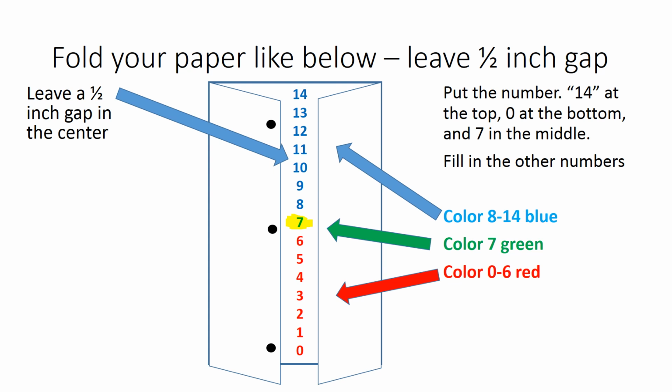After that, we're going to fill in down at the bottom 0 through 6 in red and 8 through 14 in blue. Spread them out so that they fill the entire height of the paper. You may want to reserve a little space right up at the top to write pH, right above 14, because that's what this scale is. It's the pH scale, which is the acid-base scale.